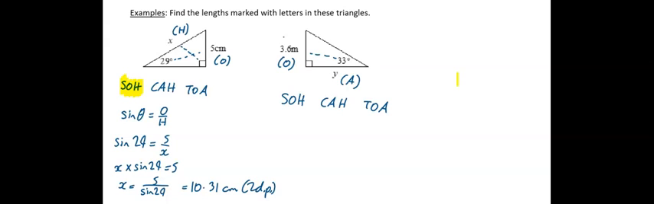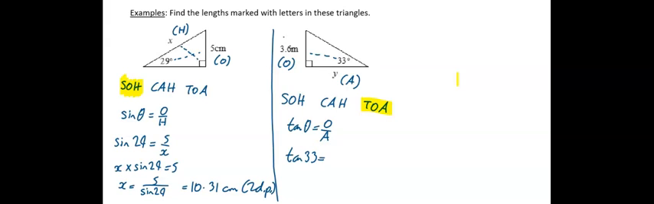So we have got our adjacent and we've got our opposite. So that means we're going to use tan because it involves the opposite and the adjacent. So write down your trig ratio: tan theta is equal to O over A, and then we just fill in what we know. So we've got tan of 33 degrees is equal to my O, which in this case is 3.6, divided by my A, which in this case is Y.